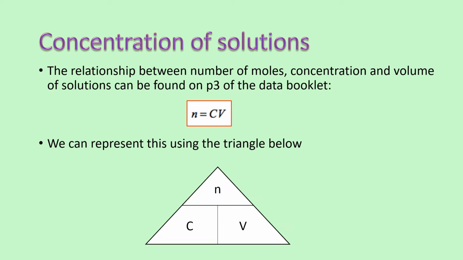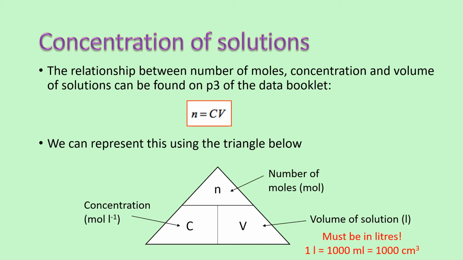Now let's just look at what each of these letters mean. n tells us our number of moles of solute. C is our concentration, and remember the unit we've just learned for that is moles per litre. And V is the volume of our solution.